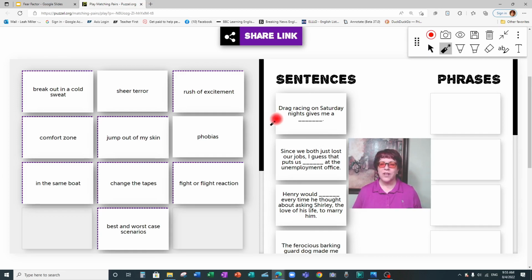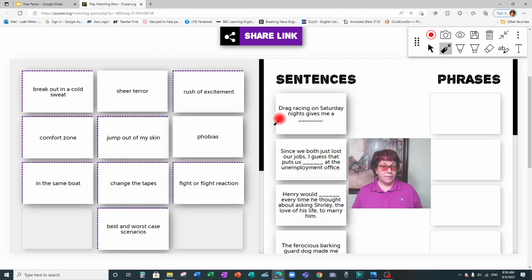Let's start with the first one here. If there's anything difficult in the sentence that I need to explain, we'll do that as well before we match the expression to the sentence. So, for instance, this first sentence: drag racing on Saturday nights gives me a blank. You may not know what drag racing means. Drag racing is, I guess, a slang expression for racing in a car down a street, usually at night. These are not race cars on a racetrack. This is any old city street or a highway. Often it's some kind of abandoned highway on the outskirts of town. A lot of young people, teenagers, when they get their driver's license, like to go racing with their friends. They call that drag racing.